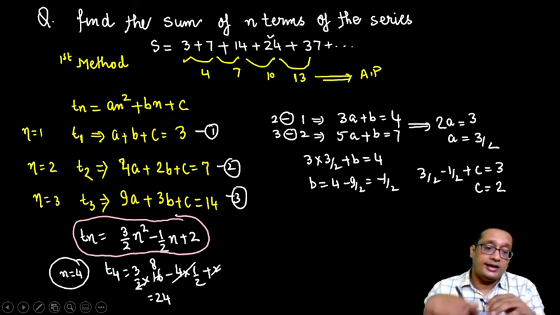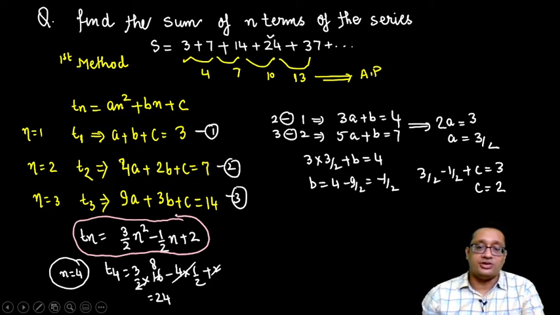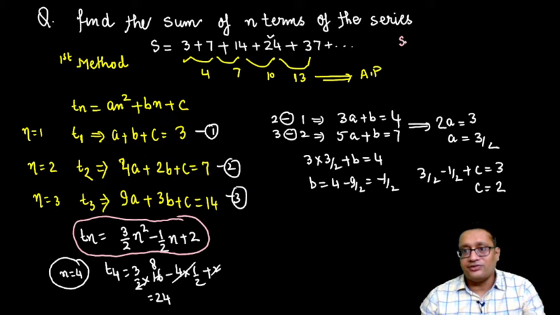Now I have to find the sum of the series. What will be the sum of the series? S is equal to sigma Tn, n is equal to 1 to n. Sigma Tn, I can write as 3 by 2 n square minus half n plus 2.